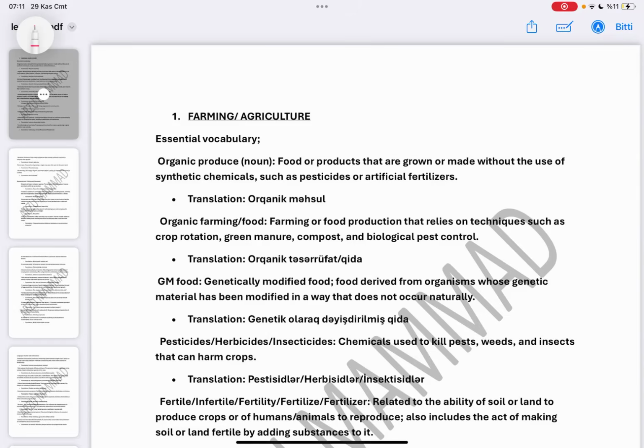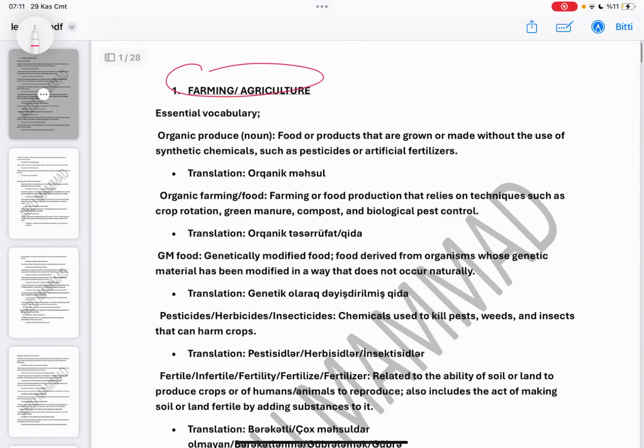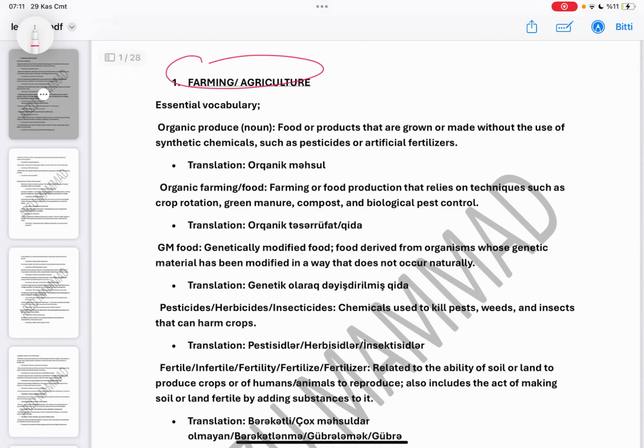So this is video 1 of this series, and each lesson builds on the previous one. So watching until the end will make a huge difference in your overall performance. So let's get started. Firstly, we are going to start with the topic of farming and agriculture, as you can see. And let's see the most essential words.